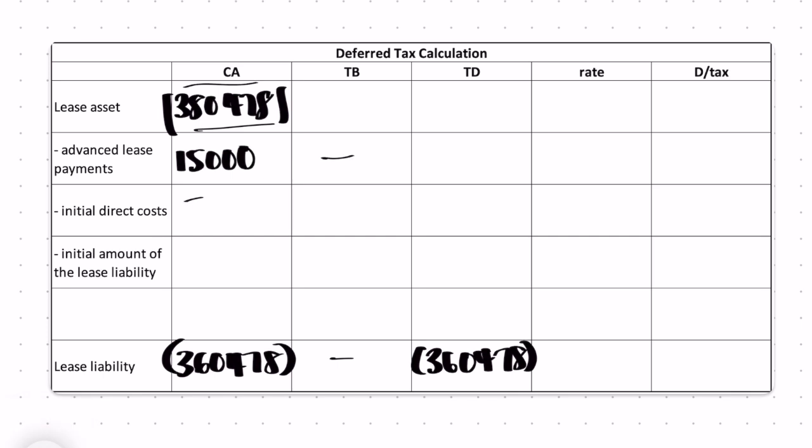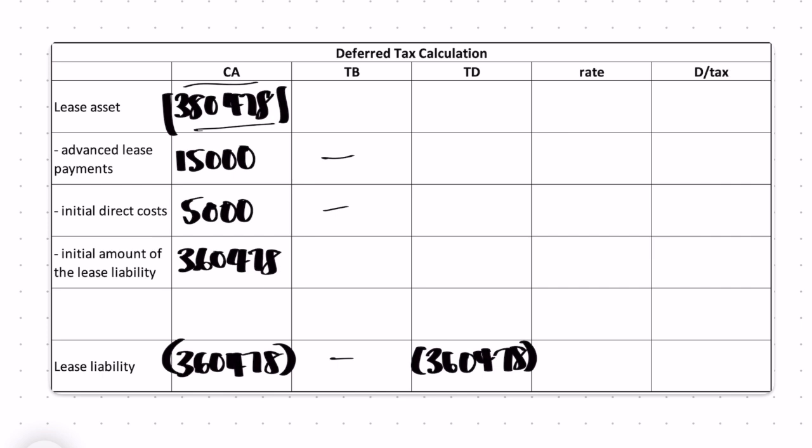Similarly, the direct costs have been capitalized as an asset on initial recognition, and they've already been deducted from a tax perspective, so there is no tax base, right? And then we can think about the initial amount of the lease liability, which is 360,478. Now, for this one, there have been no deductions because the lease liability, when we pay the lease payments, that's going to be subject to deductions.